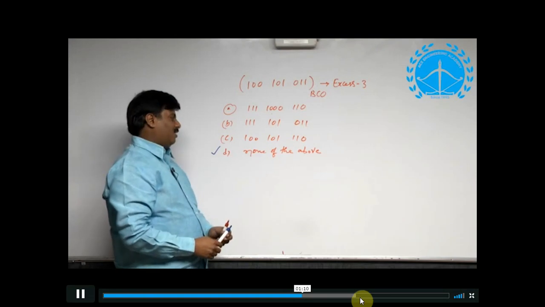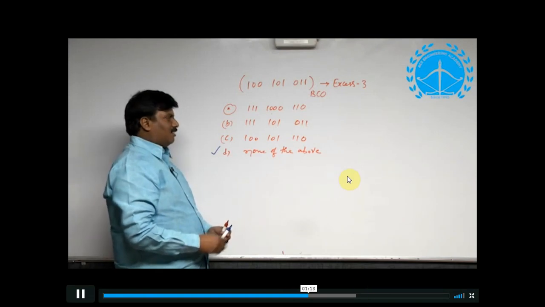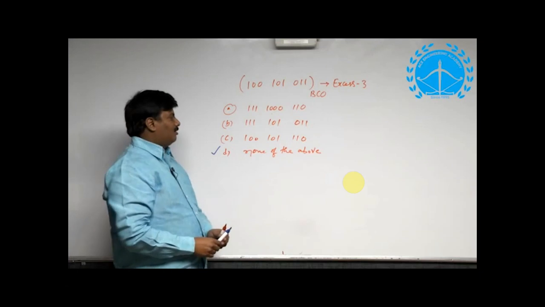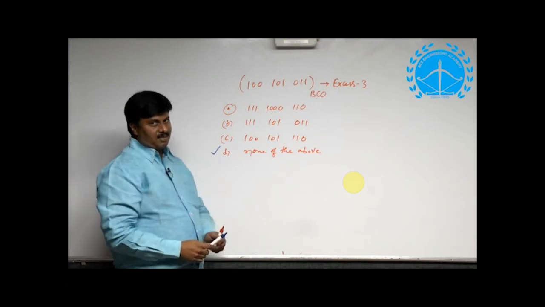And the other way: the XS3 answer related to BCD will always be in 4 digits for each digit. But none of the options given are in 4 digit form.